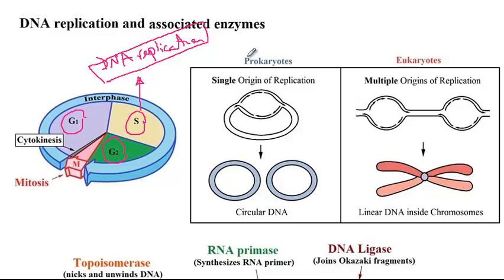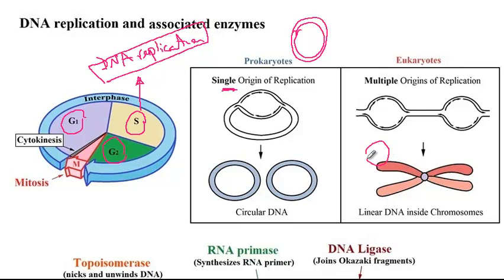All right, so here we would like to discuss the mechanism of DNA replication and the enzymes that are involved. So first thing that I would like to mention is the difference between prokaryotes and eukaryotes. Prokaryotes, like for instance bacteria, have circular DNA. All right, so they will start their replication only at one point. They have a single origin of replication, and they will start to spread out from that point and give rise to two circular DNA.